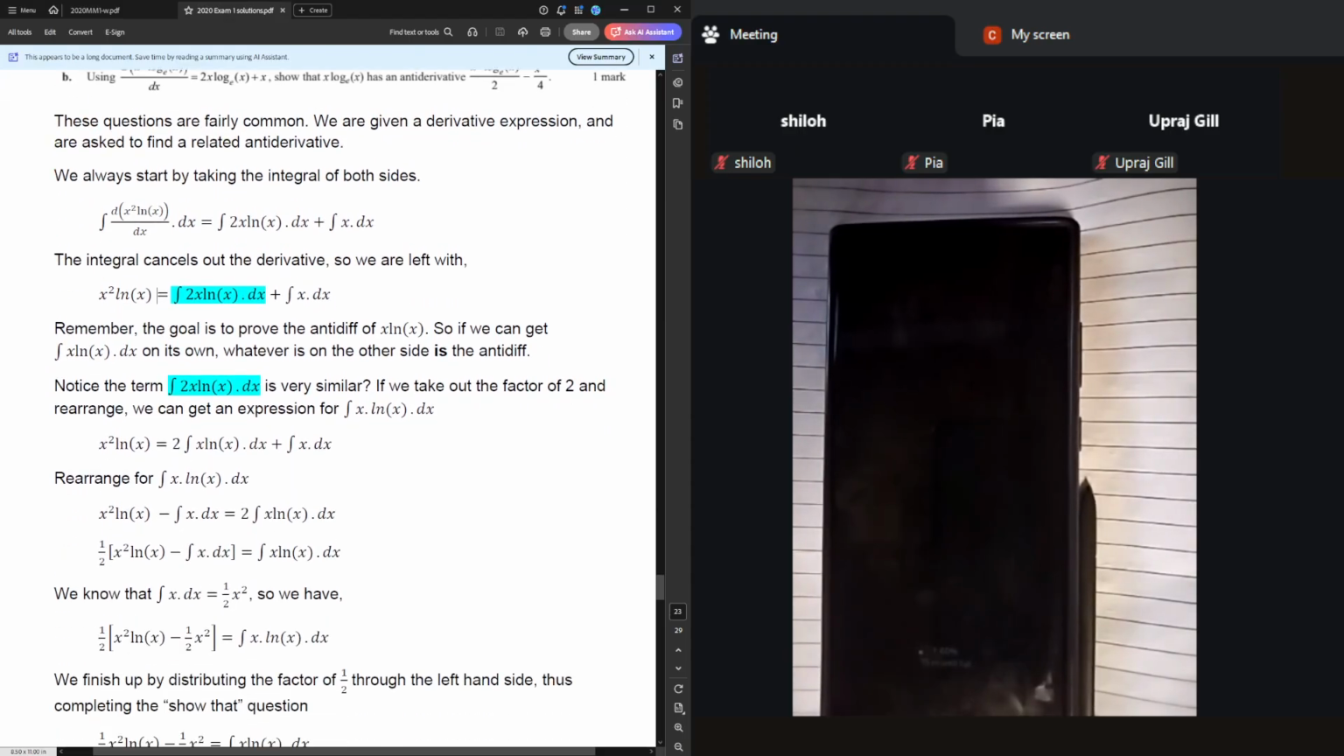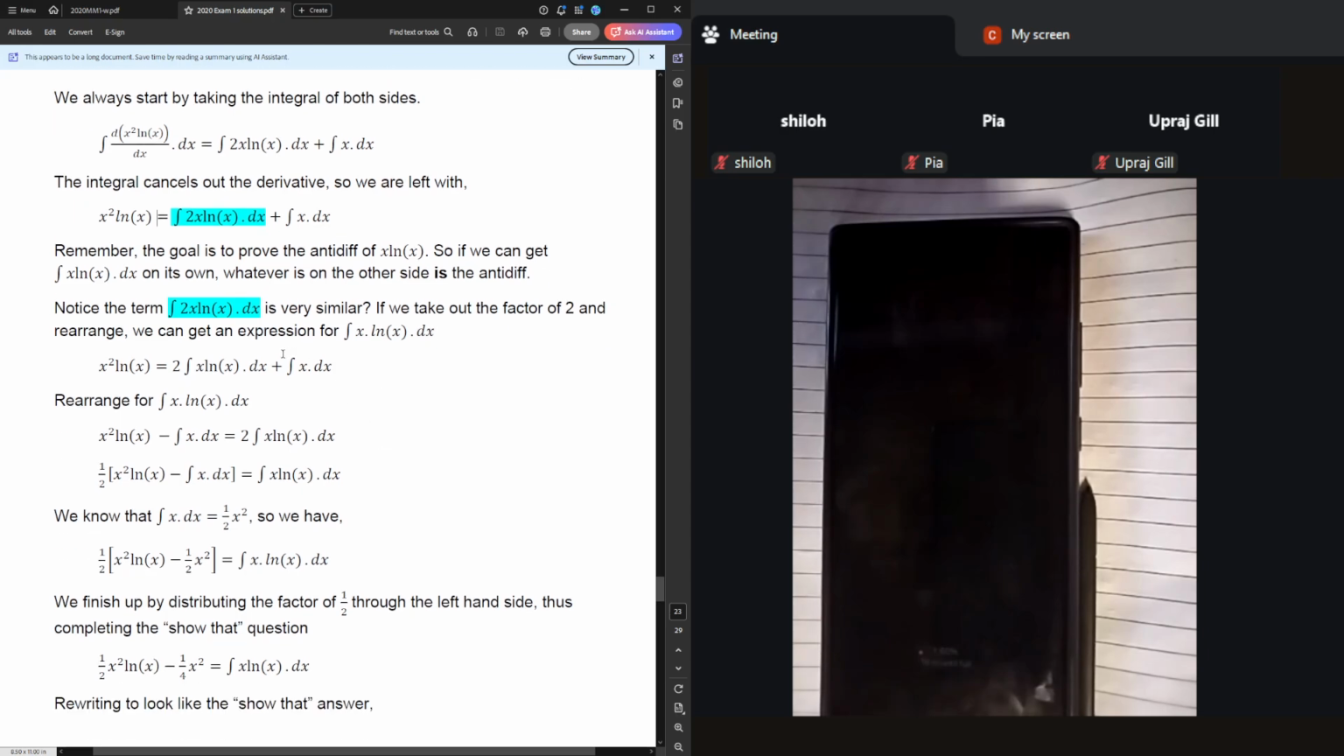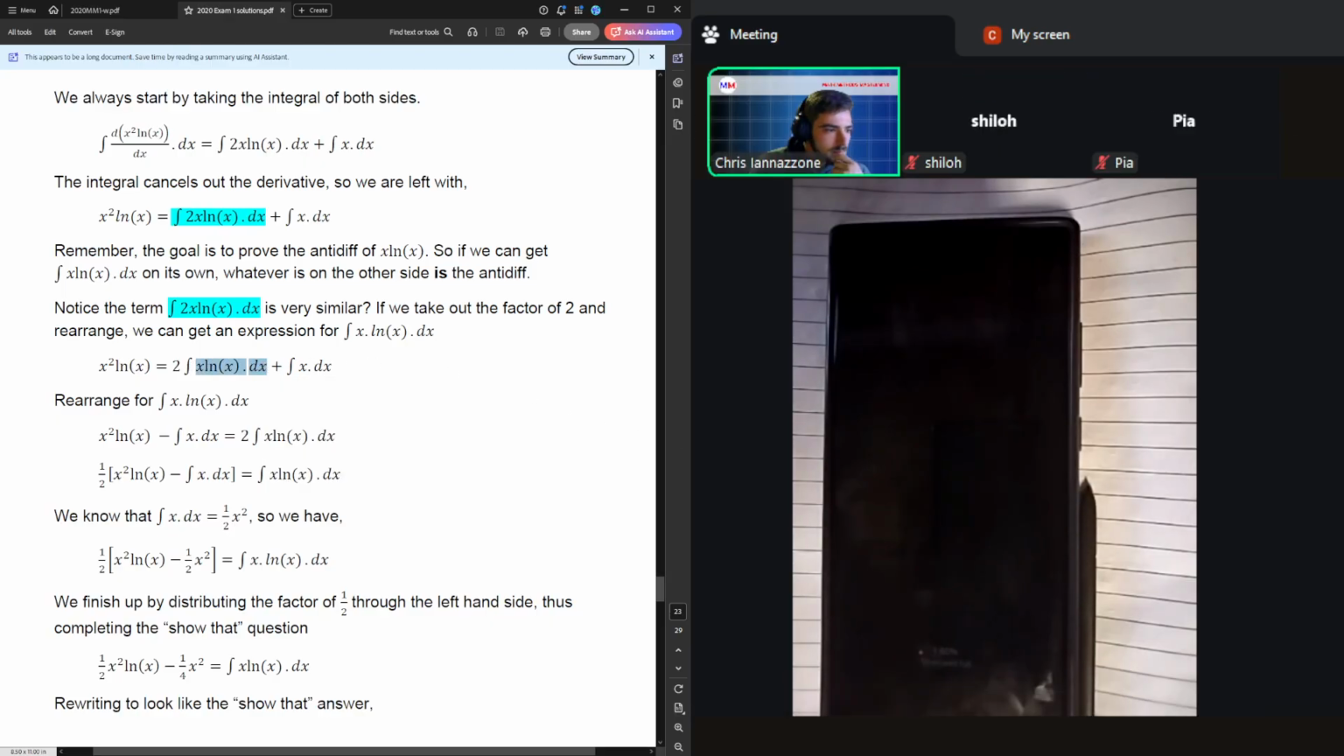So, as I said, our goal is to try and get x natural log x, or at least the integral of it, on one side of the equation. One of the things we can do to get closer is we look at this blue highlighted term and realize, oh yeah, if I just take the 2 out of the integral, then I have my integral of x natural log x, like what I want to have happen. So all I've got to do is subtract the integral of x from both sides and then divide by this 2, and then all of a sudden I have that integral on its own. Nice and easy.